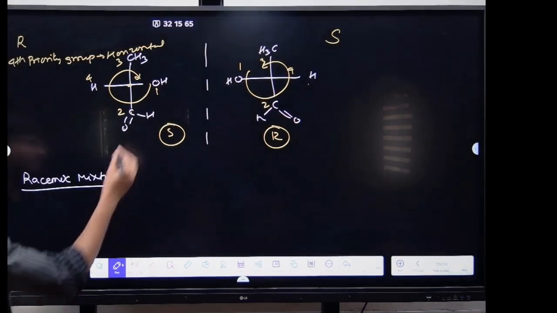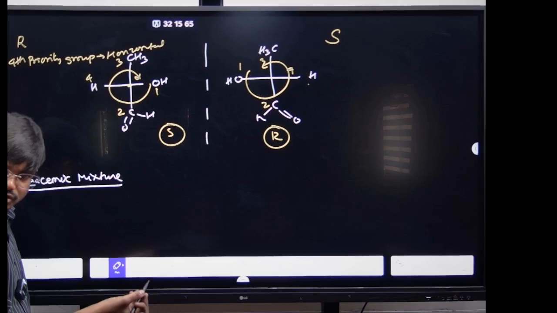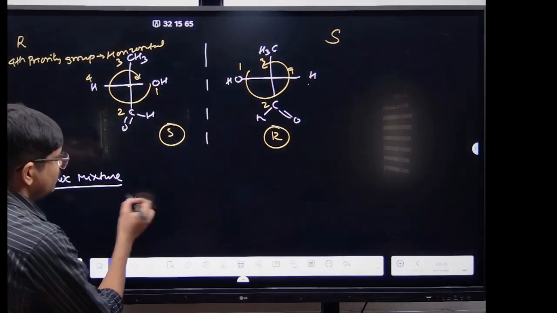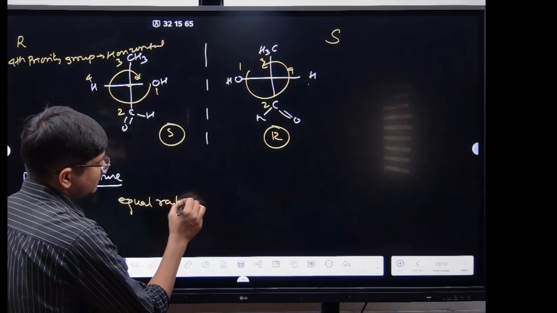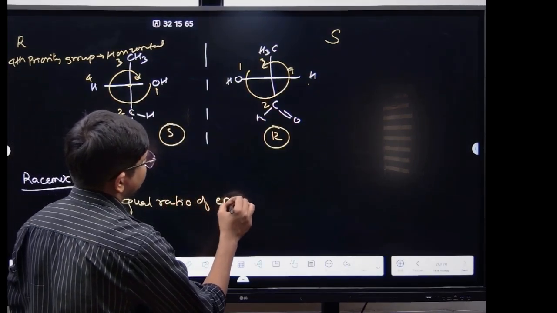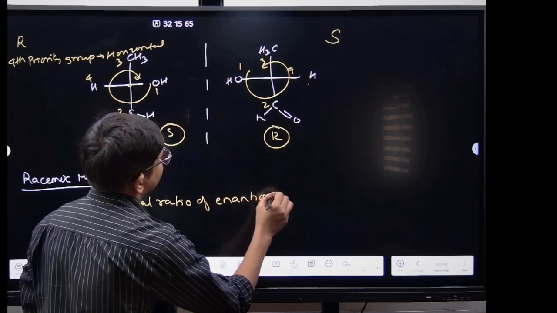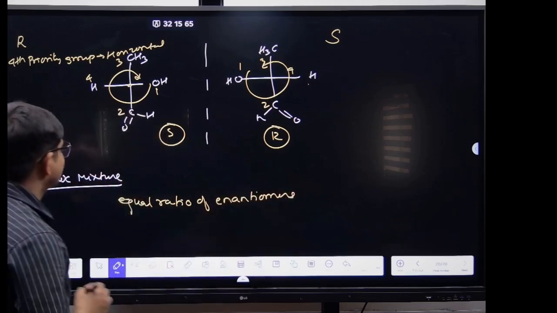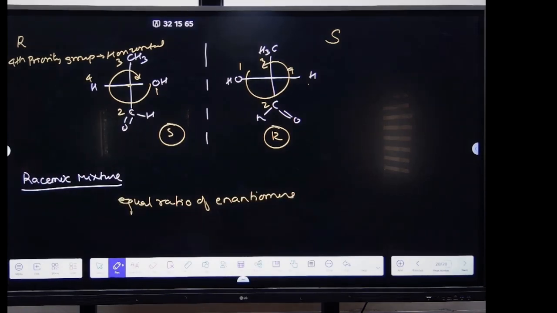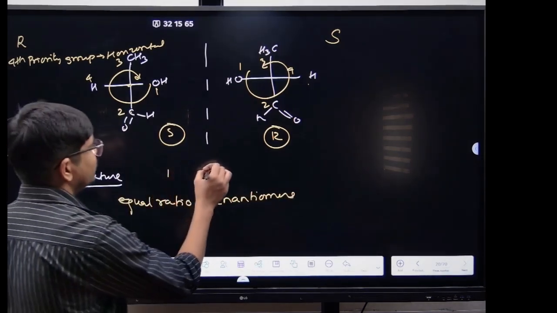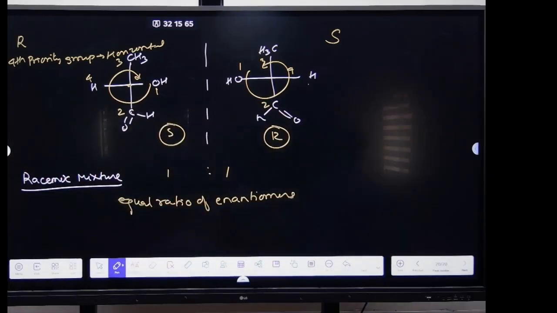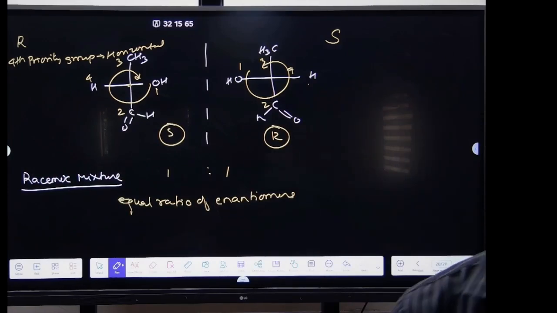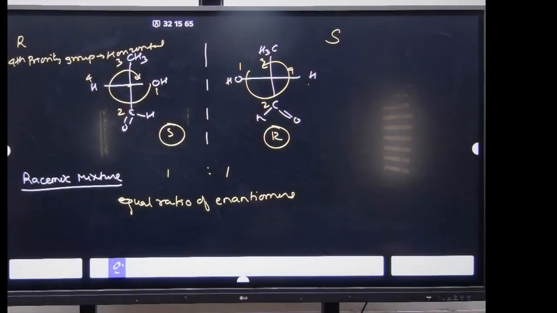Racemic mixture means suppose you have this compound and an equal ratio of enantiomers. An equal ratio of enantiomers is basically known as a racemic mixture. It means if this is 1 mole, then this should also be 1 mole. That is termed a racemic mixture. Got it? So this is an example of a racemic mixture. Clear?